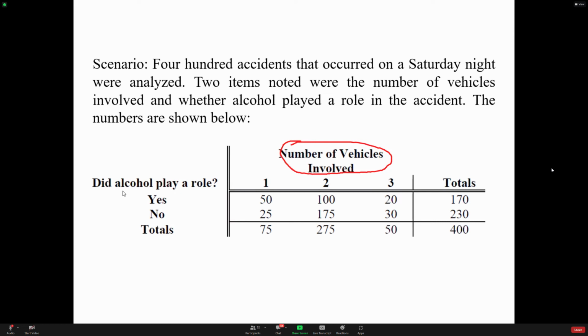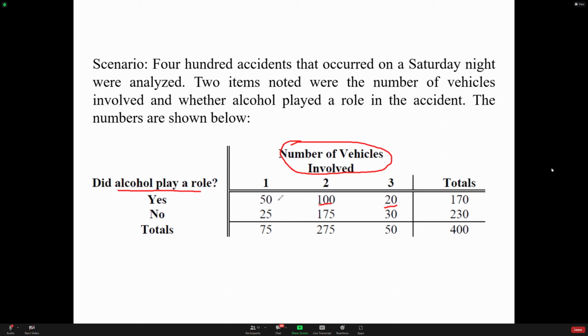The second item is whether the drivers had alcohol, so yes or no. When 1 vehicle was involved, in 50 cases alcohol had a role to play. When the accidents involved 2 vehicles, nearly 100 cases had alcohol. And when the accidents involved 3 vehicles, the alcohol role was only in 20 cases.